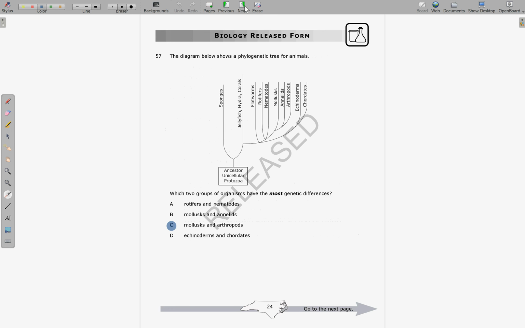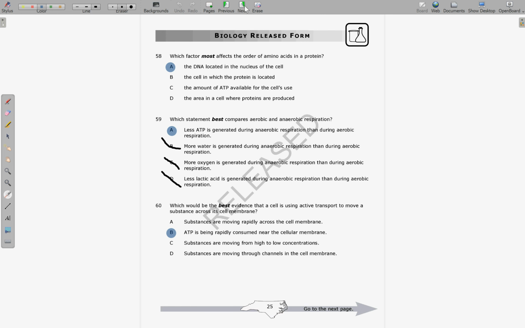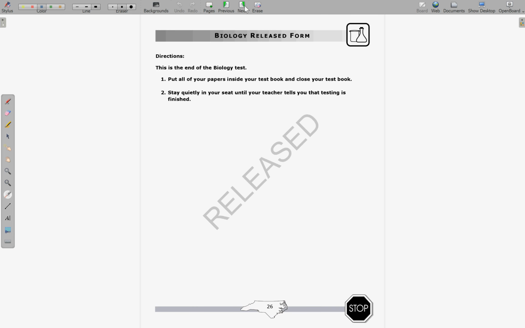All right, so this is a phylogenetic tree. Again, it shows evolutionary relationships. In this case, though, we're looking for the most genetic differences. So we're looking for the ones that are probably the farthest apart. And in this case, given the answer choices we have, mollusk and arthropods are the farthest apart. So they would have the most genetic differences. These you can read through, and that's it.